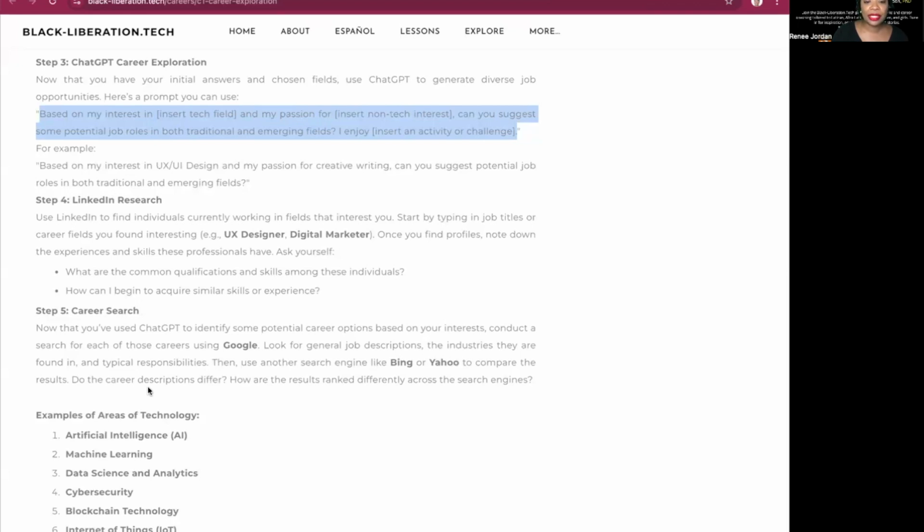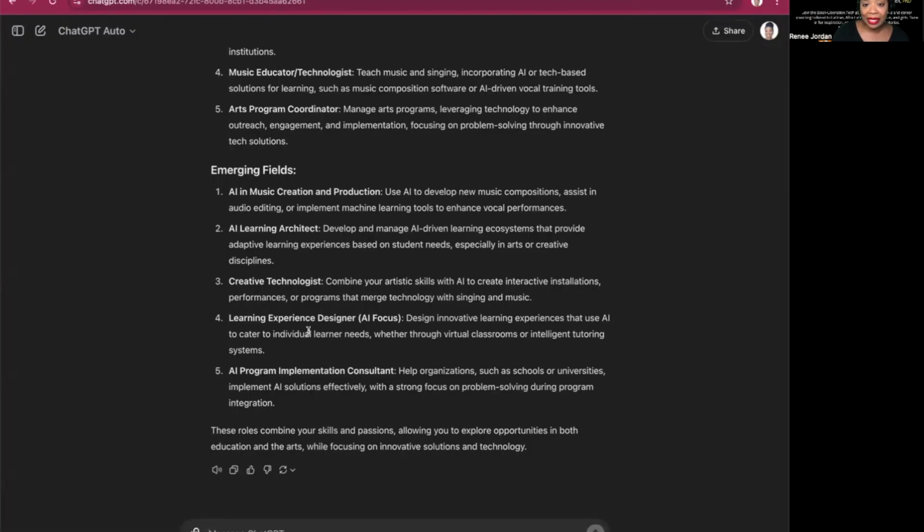Do the career descriptions differ? How are the results ranked differently across the search engines? And so this takes you another step further in exploring things for yourself. Yes, I got some information from ChatGPT, but are those jobs available where I live? How can I get into them?